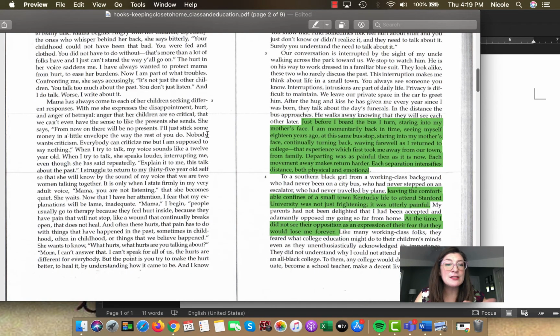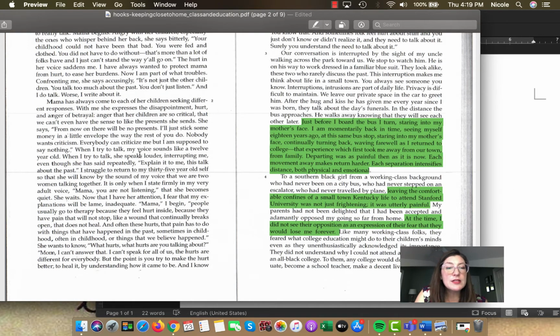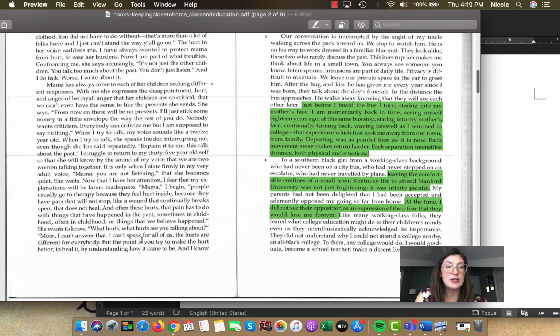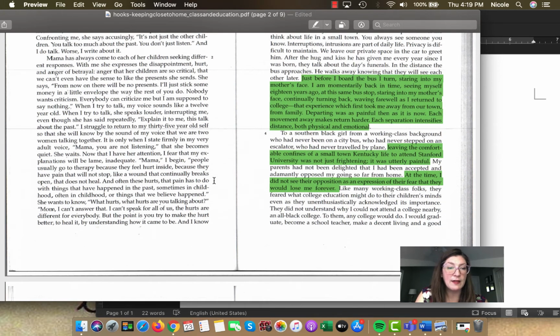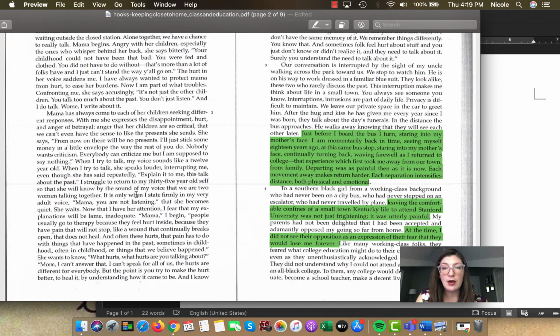Now this happens for the first 2 paragraphs, but in the second paragraph, Hooks begins to reflect on how she feels being home. This is where she's talking about how her mom talks to her, how she gets frustrated, how she says, Mom, you're not listening, and she feels like she's 12 years old again. So that's the second paragraph.